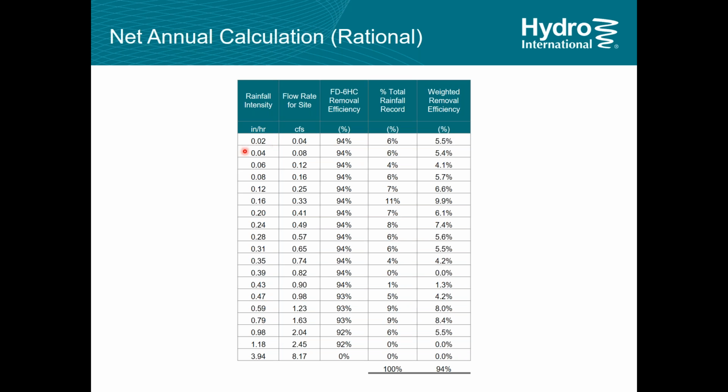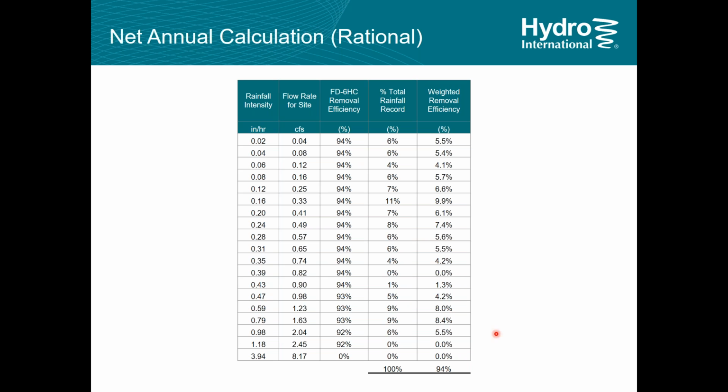You would then use something like the rational formula, take that intensity for your site, and convert it to a flow rate. You would work out what the efficiency of your device is at that flow rate. So at 0.04 CFS, I'm at 94% removal of TSS, and then multiply that by the fraction of the total rainfall in that distribution and get what they call a weighted removal. And you just do that calculation for each band of increasing intensity and sum up all the weighted removals to get to a final removal of 94%.